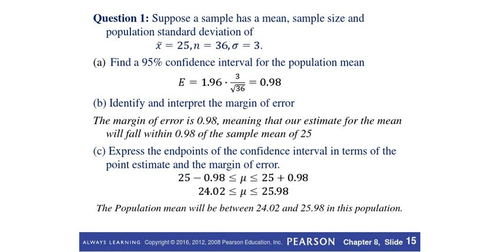What we're saying here is that if we take our sample mean of 25 and subtract 0.98, that's 24.02. Or if we add 0.98, we get 25.98. We mean that we have a 95% level of confidence that the population mean will fall between those two numbers, 24.02 and 25.98. We consider this our interval estimate, or our confidence interval, for this particular population. All right, that's just using the numbers.